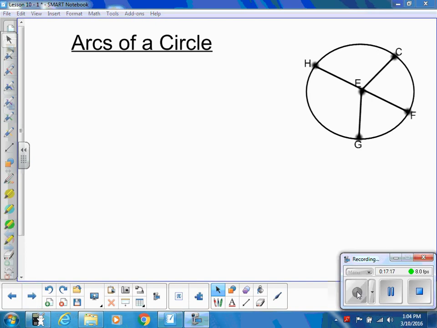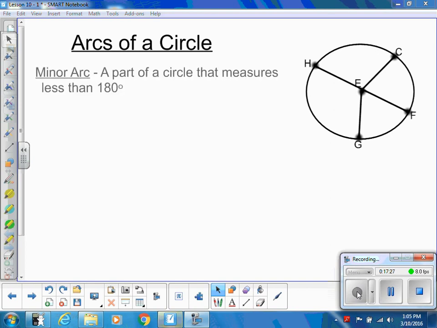Well, along with the segments of the circle and the lines of the circle, we also have arcs of a circle. And you have 2 different types of arcs. You have your smallest kind of arc, which we call minor arcs. Minor arcs are any arc of a circle that measures less than 180 degrees. Any part of the circle. That means arcs can only be denoted by the points that lie on the physical circle itself, not anything inside of it. But it has to measure less than 180.